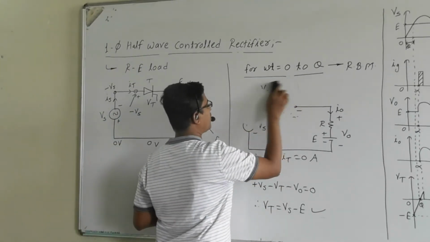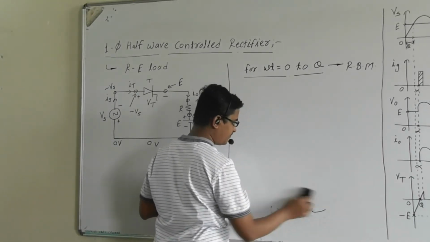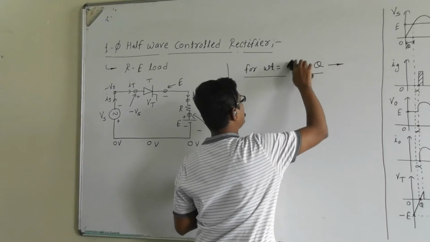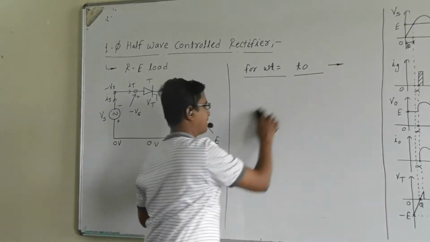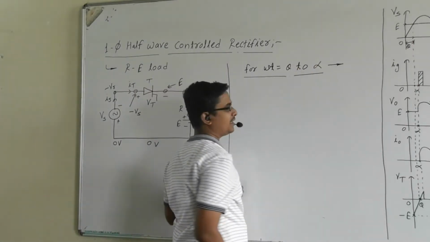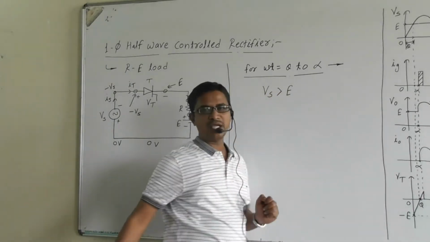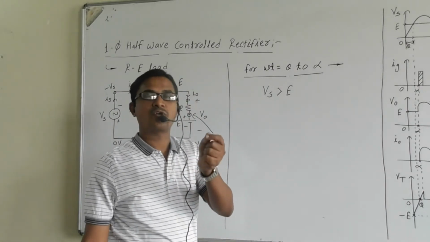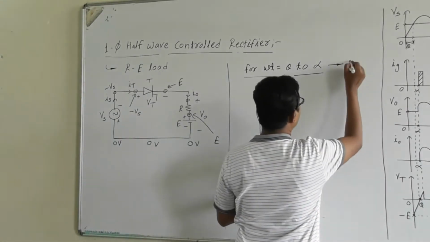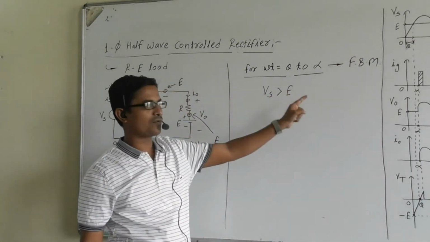Now let us discuss omega t is equal to theta to alpha. For theta to alpha, what is Vs? Vs is greater than E. Now Vs greater than E means the SCR is in forward bias mode. But have we applied the gate signal? No. So what is the mode of operation of the SCR? Yes, forward blocking mode. Are you getting the point? Yes, this is a forward blocking mode.